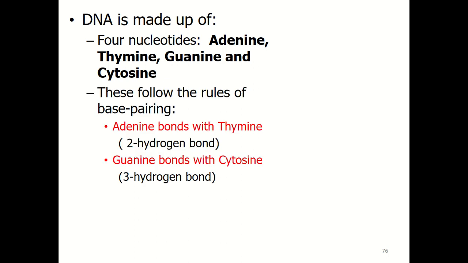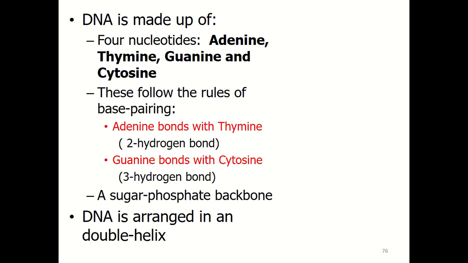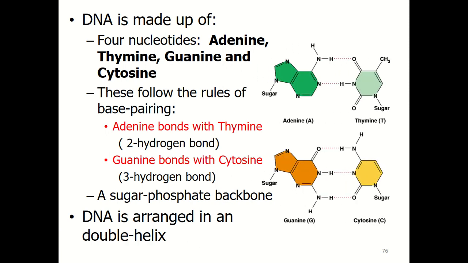So this will follow the rules of base pairing, in which pyrimidine always base pairs with the purine, in which adenine will bond together with the thymine with 2 hydrogen bonds. Meanwhile, guanine always bonds with cytosine, forming 3 hydrogen bonds. And they have a sugar phosphate backbone, and DNA is arranged in a double helix structure, as you can see over here. Between adenine and thymine, they form 2 hydrogen bonds. Between guanine and cytosine, they form 3 hydrogen bonds.